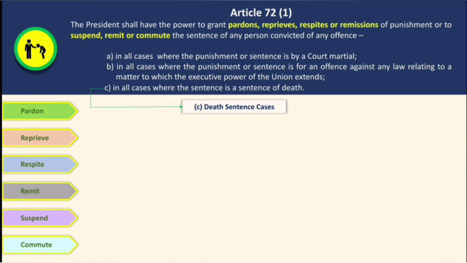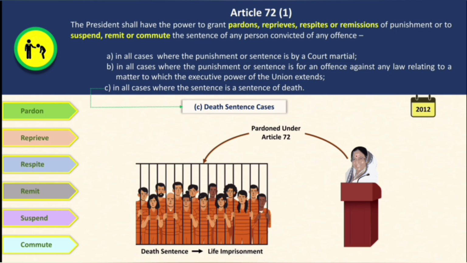Let's talk about a real-life example in this context. In 2012, President Pratibha Patil used her power under Article 72 to commute the death sentences of around 30 convicts to life imprisonment after careful review of their cases. These cases were of individuals convicted of heinous crimes like mass murder, rape, and child sacrifice. So these were the 3 subclauses of the first clause of Article 72.